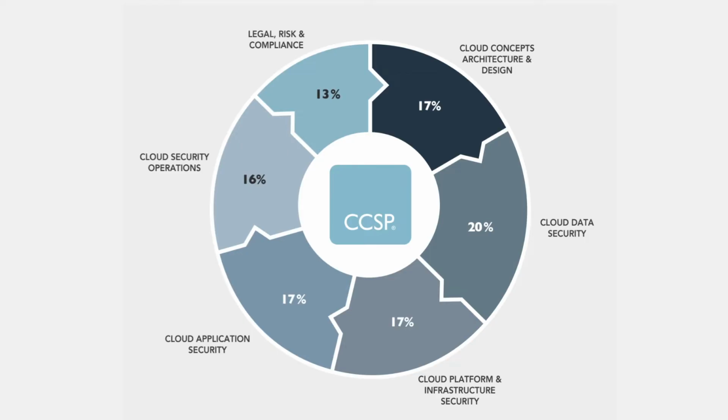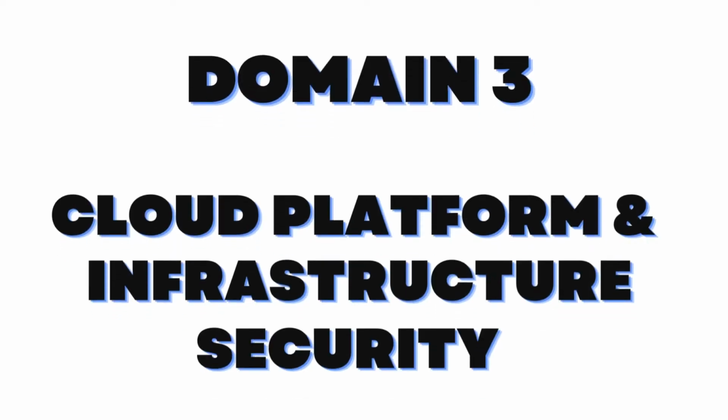So today we're going to be moving on to cloud platform and infrastructure security. The CCSP has around 6 domains. Within the CCSP common body of knowledge, these are basically the 6 topics which you have to master in order to pass the exam. So the one we are covering today is cloud platform and infrastructure security.